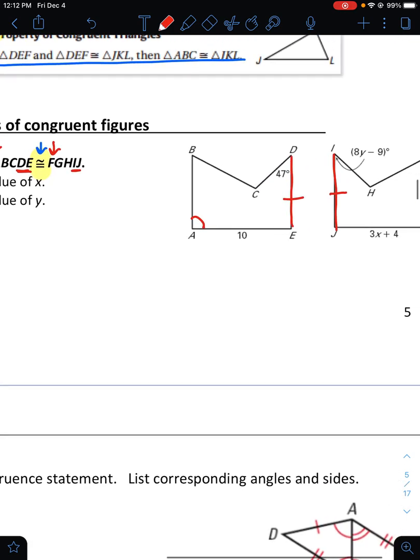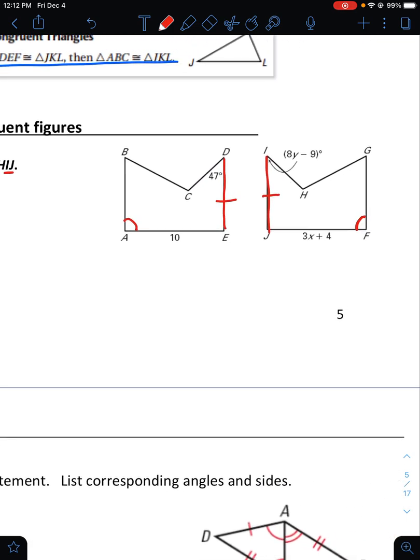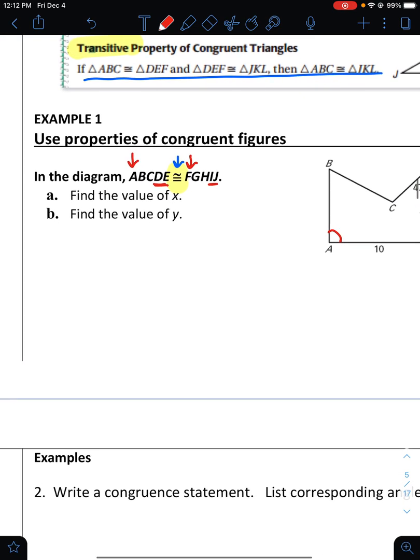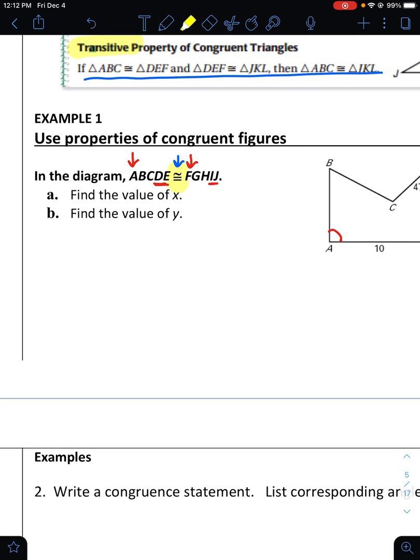So finding the value of X. X is located right here along JF. So let me erase some of this.